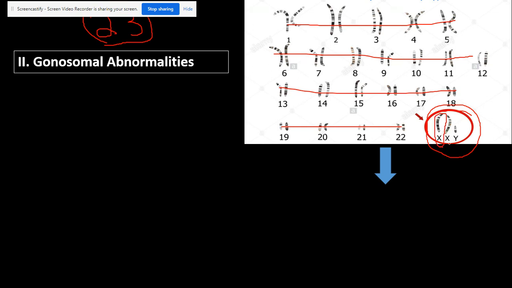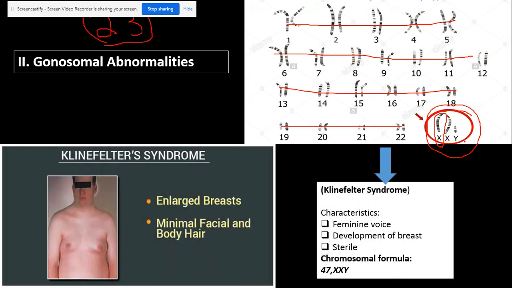Now, do you think this is a male or a female? Because I have X and Y, this is a male. And because this male has an extra X chromosome, he suffers from some feminine characteristics, meaning female characteristics.